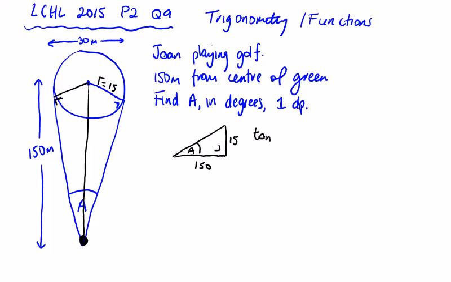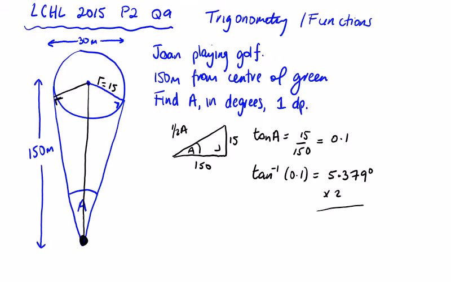So the tan of A, well, I should probably, that's half A in there. We'll call it half A. So we'll just call it A for the sake of the question, and then we'll double it. The tan of A is equal to 15 over 150. That works out evenly to be 0.1. So the inverse tan of 0.1 is going to give me an angle. We'll take 5.739, multiply it by 2. We're going to get 11.478. So to 1 decimal place that would be 11.5 degrees.